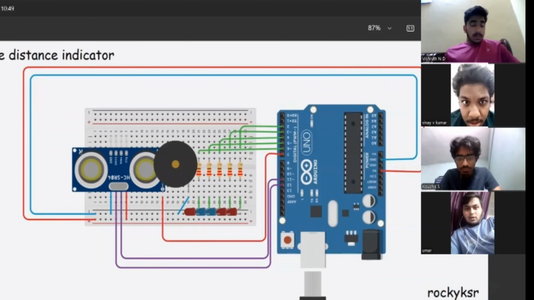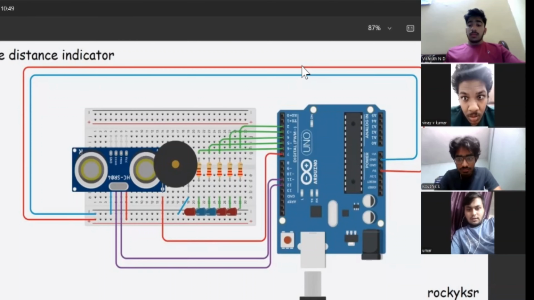Today my topic is the circuit diagram. The Arduino Uno is the main controller. It receives the distance from the HC-SR04 sensor and then turns on LEDs or the buzzer depending on how close an object is. The second one is the HC-SR04 ultrasonic sensor. This sensor measures the distance of an object using sound waves.